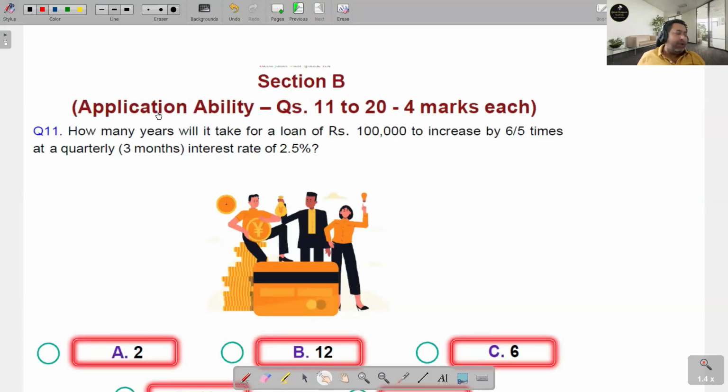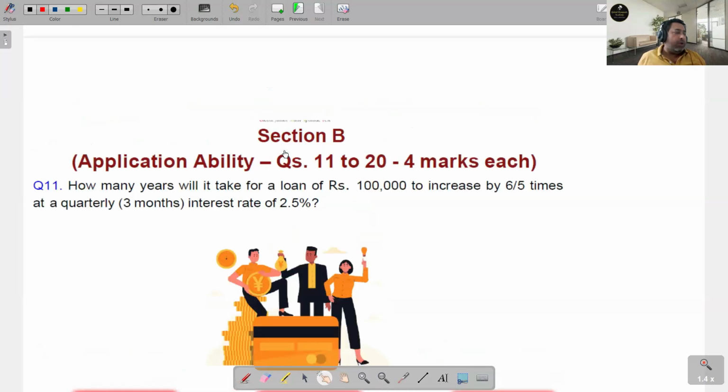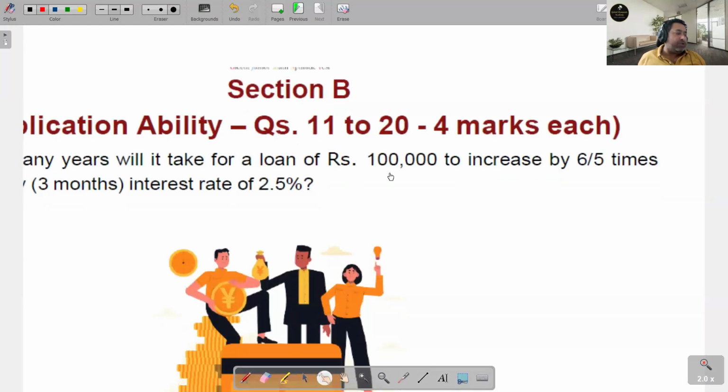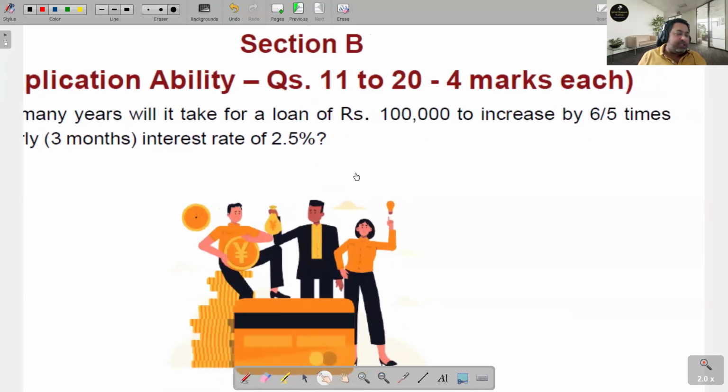Next question is question 11, which is from the application ability section. How many years will it take for a loan of 100,000 to increase by 6.5 times at a quarterly, 3-month interest rate of 2.5%? All right. Okay, let's understand that the interest is the interest amount. If it is a fraction, the increase by 6.5 times. So it is increased by, increased to, no, we have to be very careful with the language. It's increased by 6.5 times.